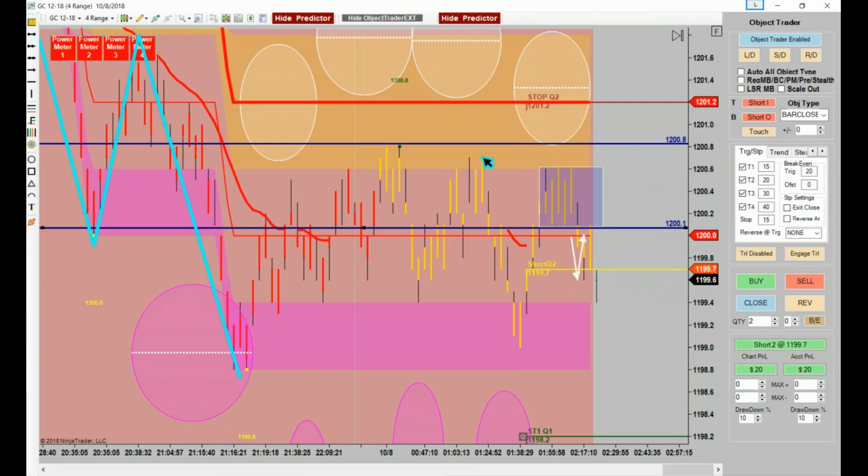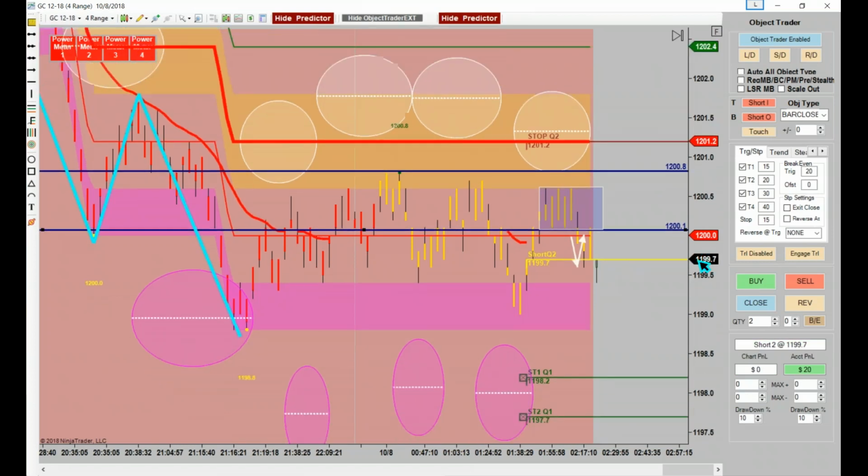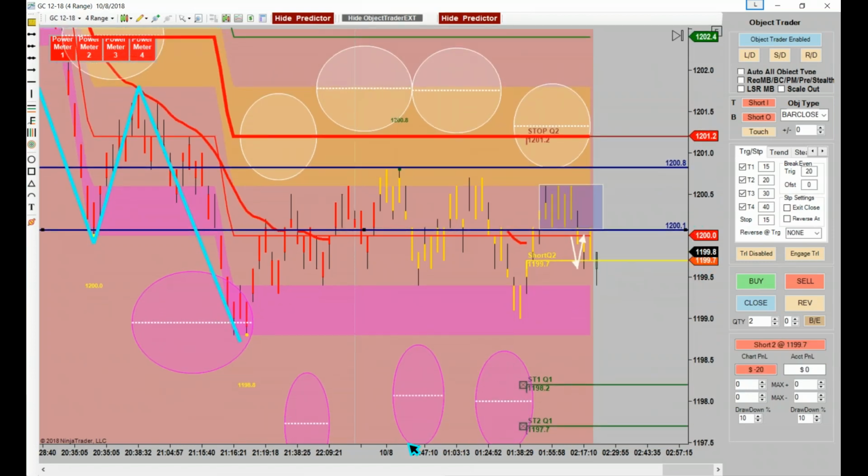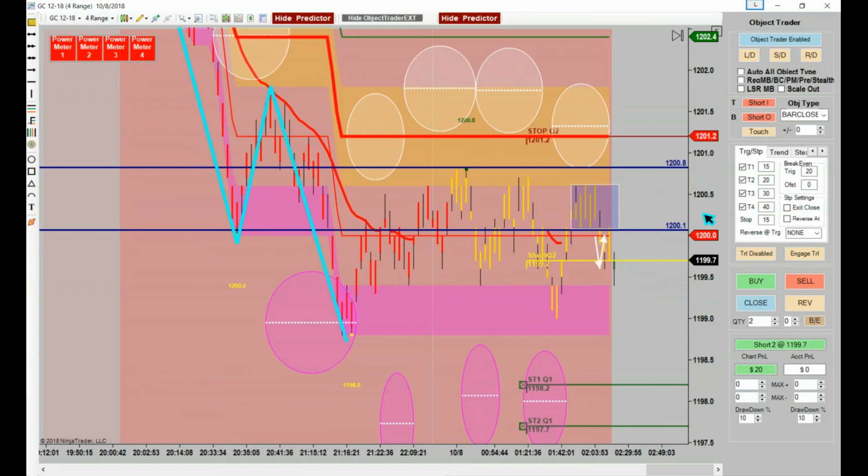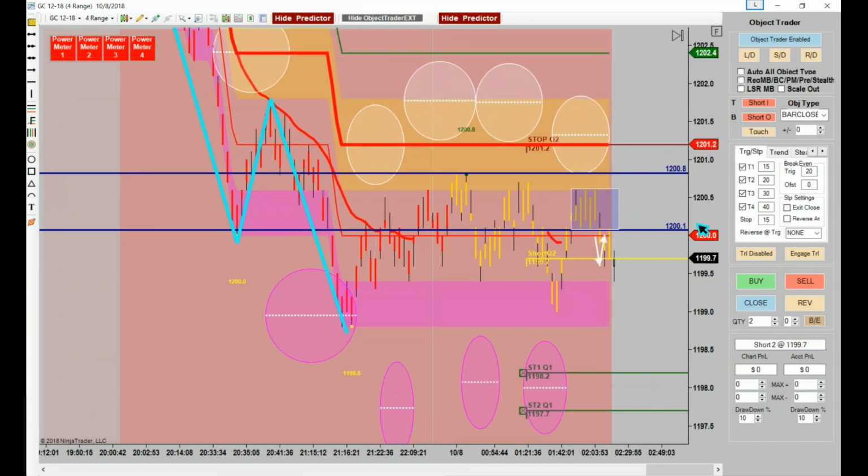See how we were looking for a lower high? You have a high here, and a high here. They're lower, so they're definitely heading down. And that's one way to use the Viper tools on that.